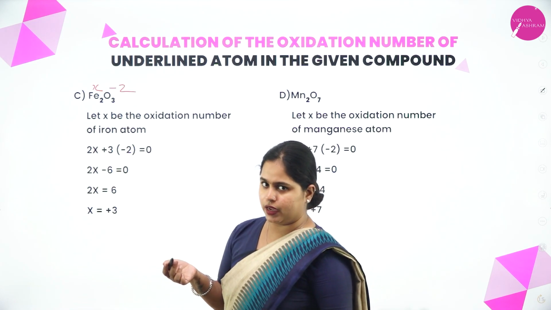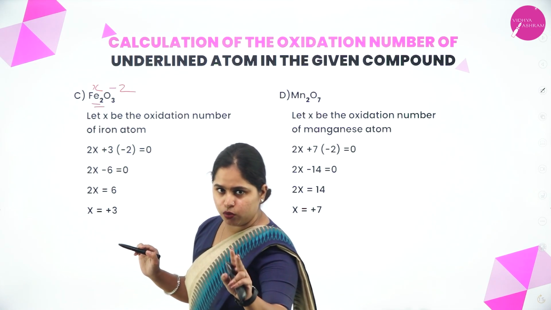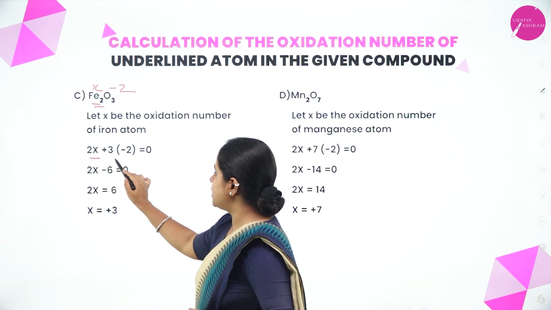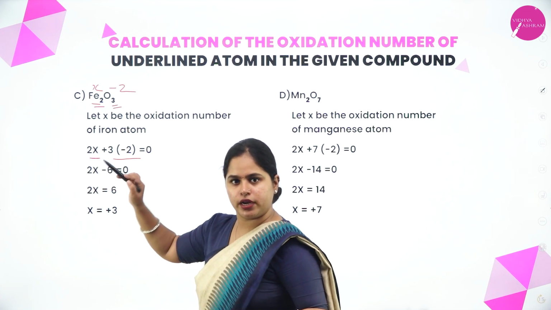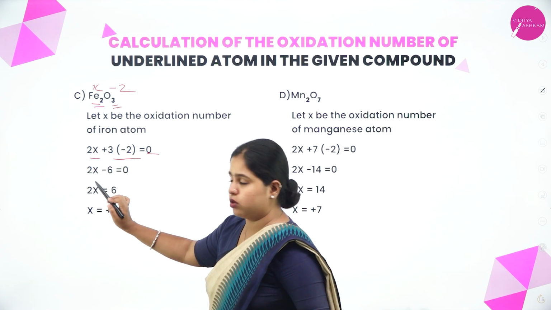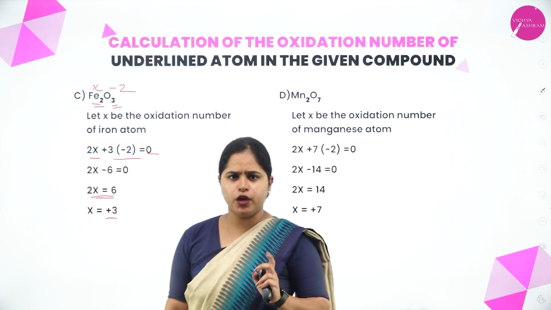So 3 into -2 we have to do. So let's begin. So iron, how many atoms are there? There are 2. So should we take X or 2X? It will be 2X, right? So 2X plus 3 into -2. There are 3 atoms. So 3 into -2 will be equal to 0. 2X minus 6 will be equal to 0. 2X will be equal to 6 and X will be equal to +3. I hope it is clear.